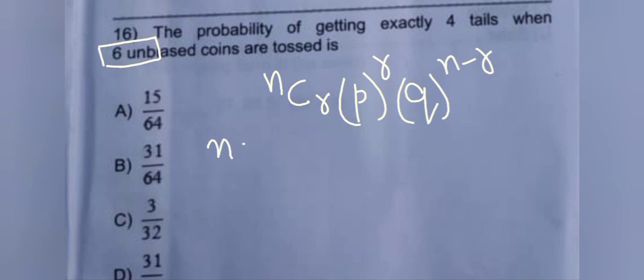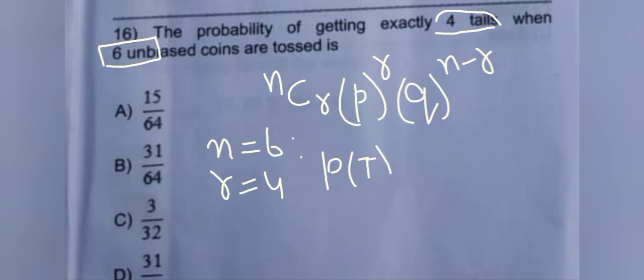Here our n is 6. Okay, we have to get four tails, so our r is 4. Okay, and the probability of getting a tail, as we know, if we toss a coin, is 1/2. That is, our p is equal to 1/2, and q, the probability of not getting a tail, is also 1/2. Okay, so using these things we can calculate the probability.